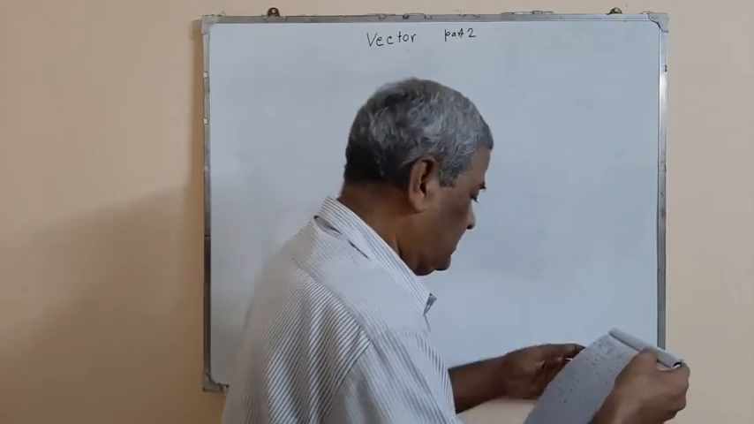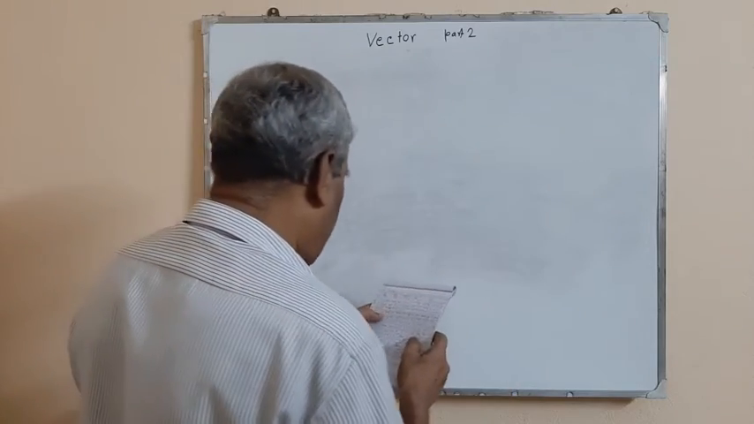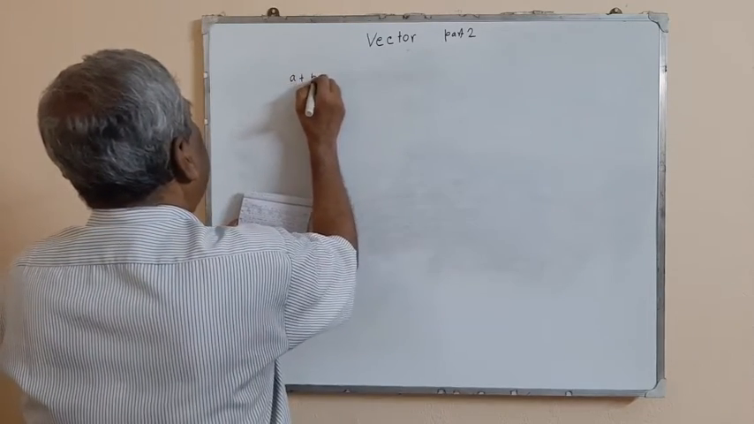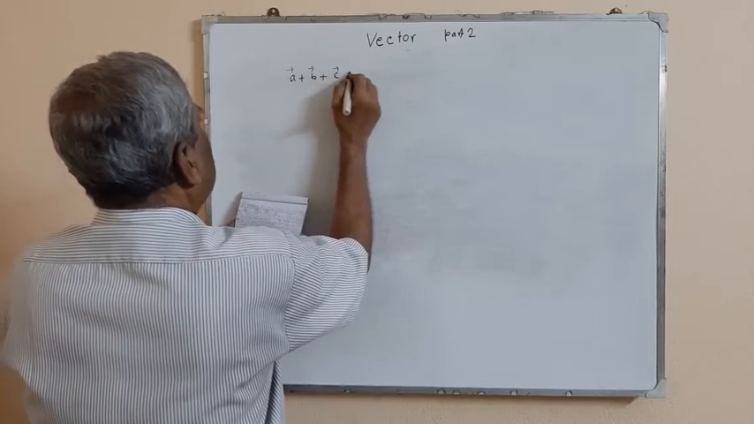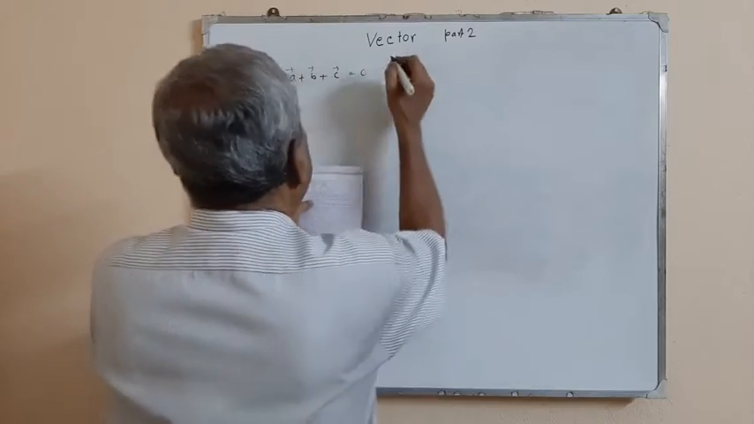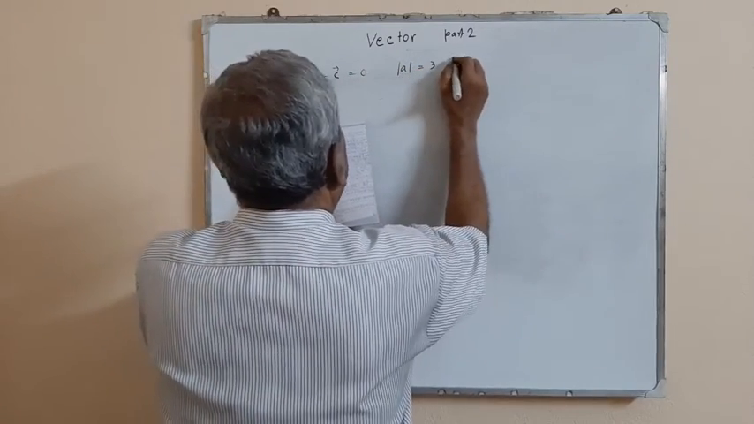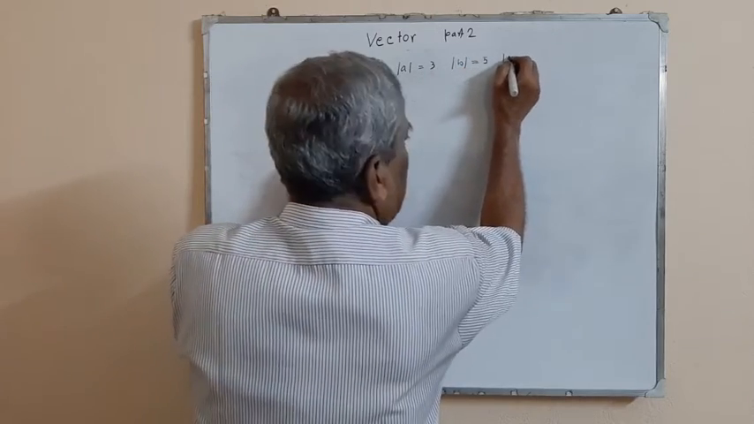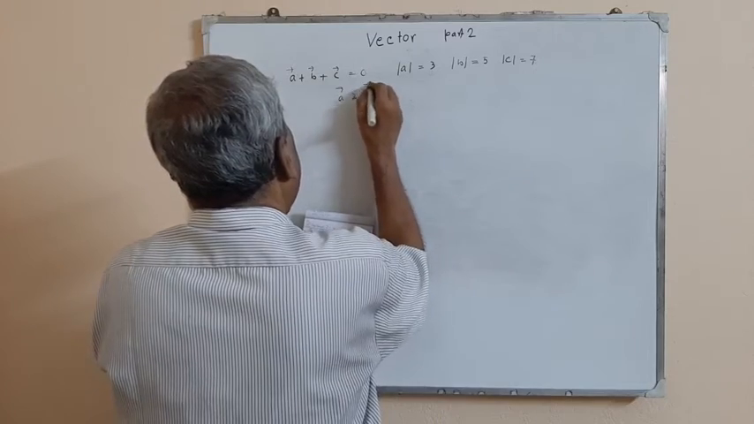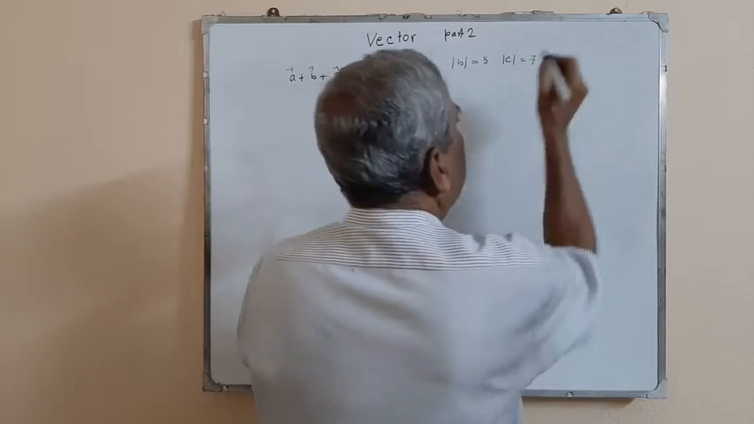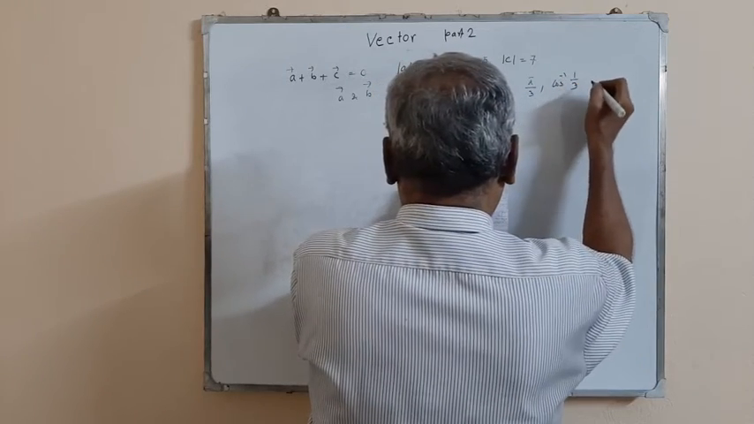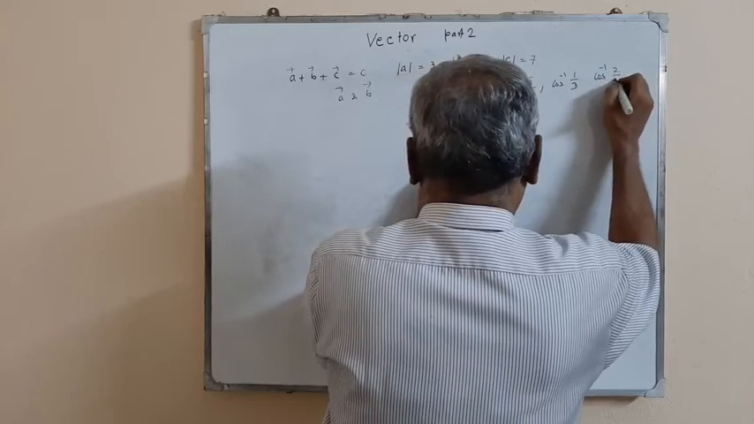Now, next problem. If the vectors A, B, C are such that the sum of these three vectors, A plus B plus C, is equal to the zero vector, and magnitude A is equal to 3, magnitude B is equal to 5, and magnitude C is equal to 7, then the angle between A and B is... options: pi by 3, cos inverse 1 by 3, cos inverse 2 by 5, and pi by 6.